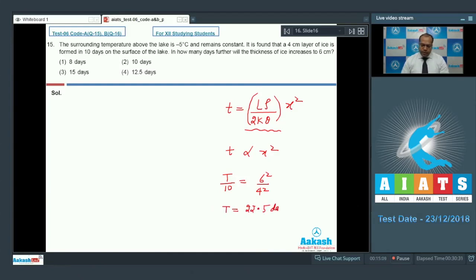22.5 days. Now in the question it is asked, in how many days further will the thickness of the ice increase to 6 centimeter? It means that the remaining 2 centimeter thickness of ice is formed in 12.5 days. So option 4 is the correct answer. So the correct answer for question number 15 is option 4. Let's move to question number 16.